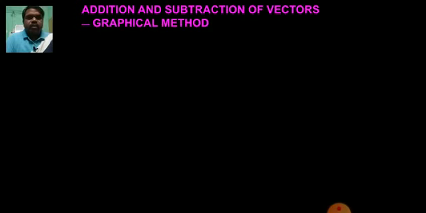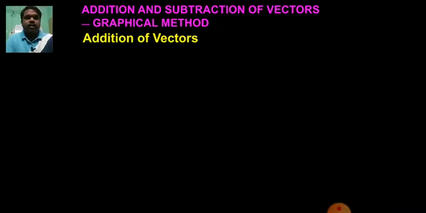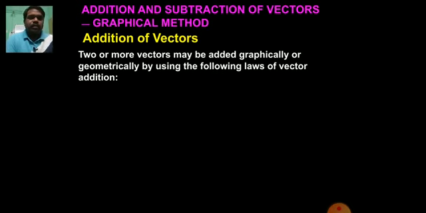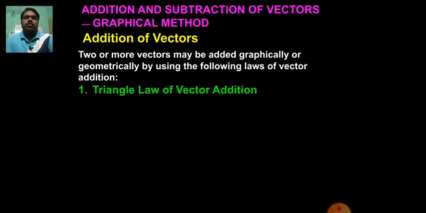Now see next topic, that is addition and subtraction of vectors by graphical methods. Let us see first, that is addition of vectors. Two or more vectors may be added graphically or geometrically by using the following laws of vector addition. For addition of vectors, dear students, there are two laws. One is triangle law of addition of vector, and the other one is parallelogram law of addition of vectors. So let us see first triangle law of addition of vector.